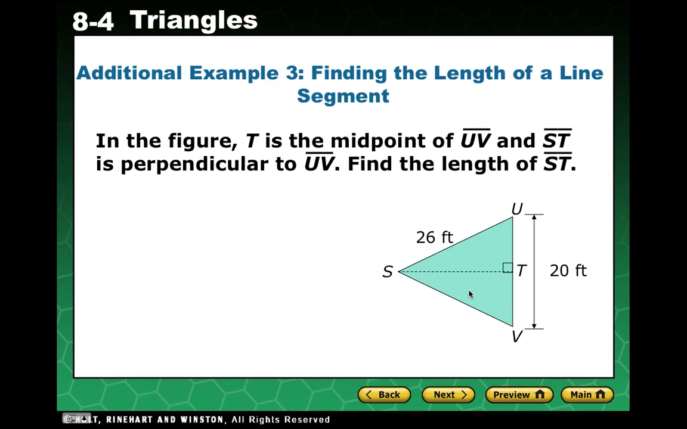Okay, so here's the altitude here. The altitude goes from S to T. So in the figure, T is the midpoint. That means that UT and TV are congruent. So we're going to find the length of ST. So we know that this segment is congruent to this segment, and we know that 26 is SU. So we're trying to find out ST here, this unknown side.